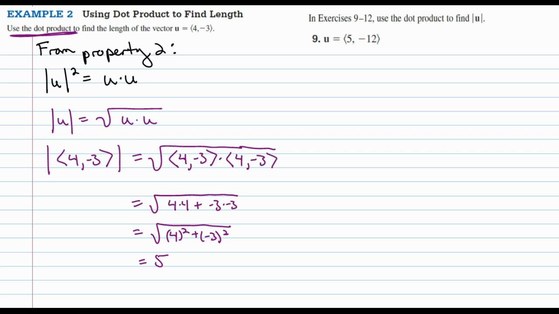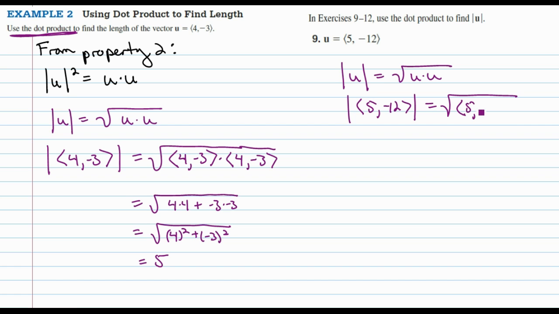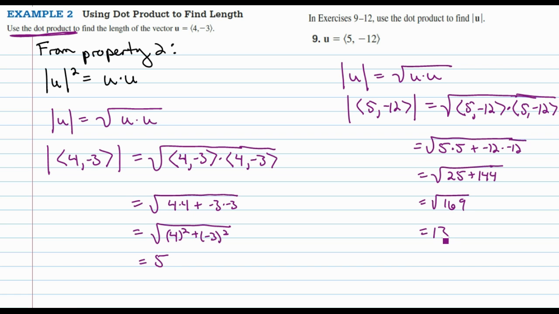Now try problem number 9, which also says to use the dot product to find the magnitude of u, or the length of u. Well, now I know that the magnitude of u is the square root of the dot product of itself. So the magnitude of 5, -12 is going to be the square root of the dot product of 5, -12 and itself, 5, -12. So I get that the magnitude of u is 13, but I use the dot product to find it.